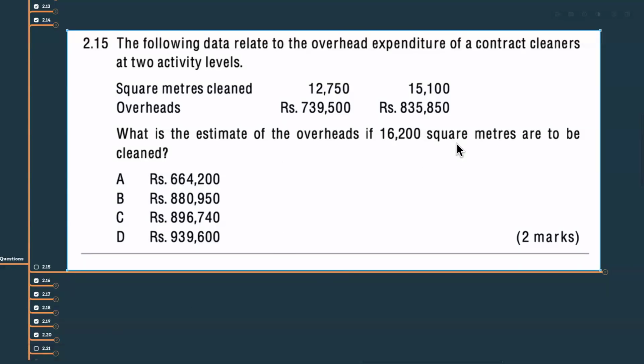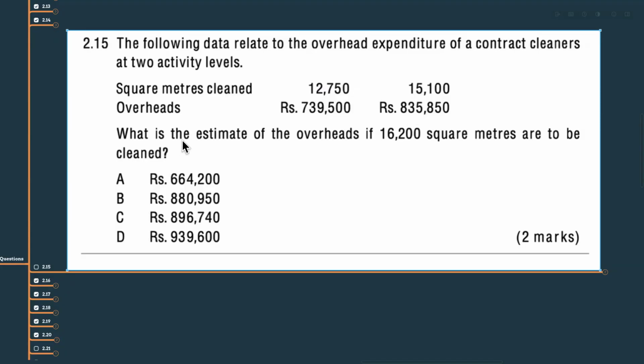Right. Then what is the lowest activity level here? The lowest activity level is 12,750 square meters cleaned. So the corresponding total cost for the highest activity level is 8,35,850. The corresponding total cost for the lowest activity level of 12,750 is 7,39,500.